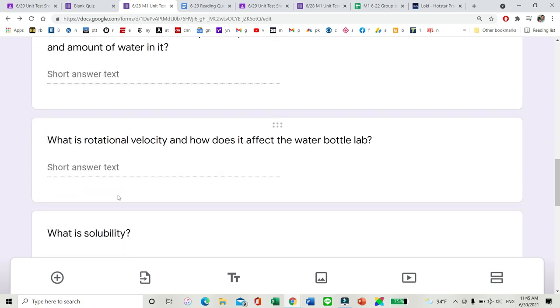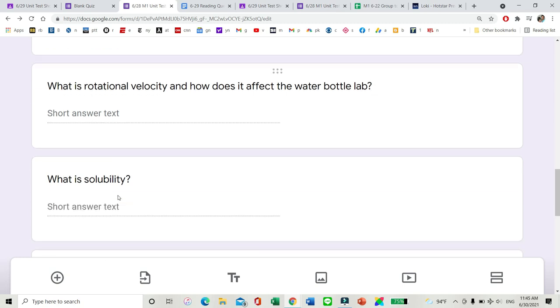Rotational velocity is how fast an object spins, and it affects the water bottle lab because you want the water bottle to spin 1 time around. It should slow down 1 time and land. If you spin it twice, it tends to not be able to land properly.